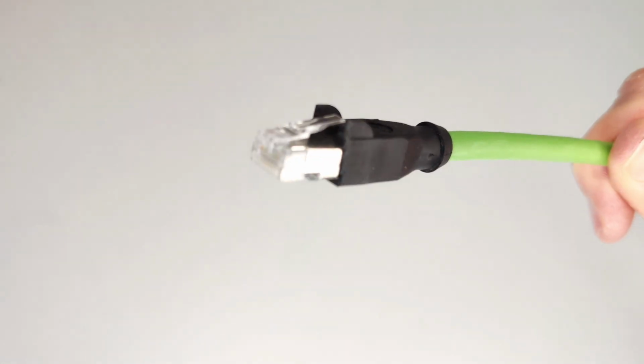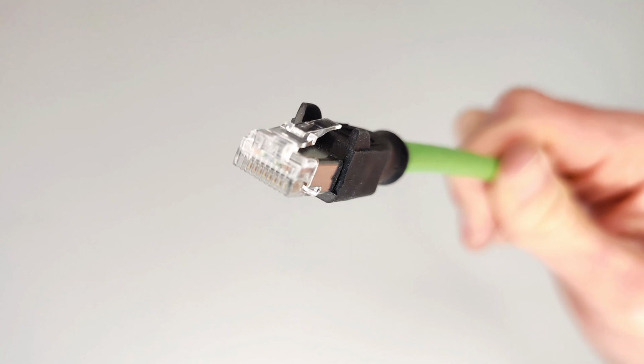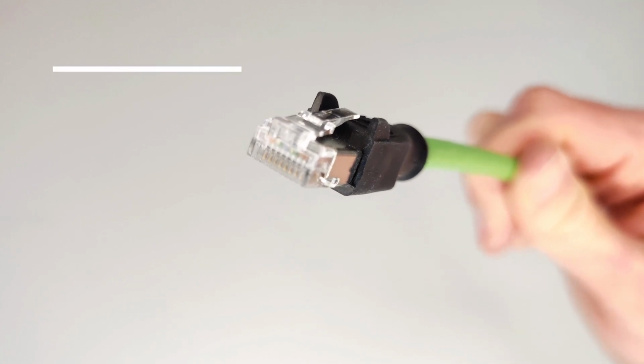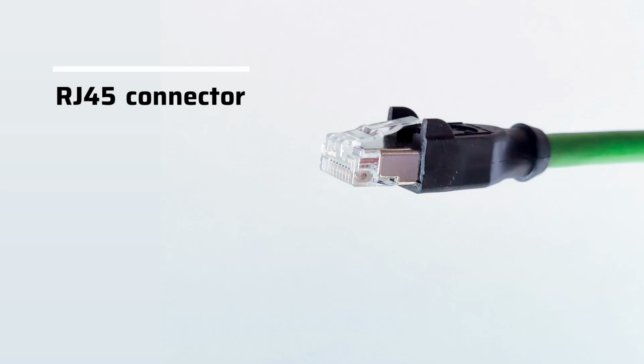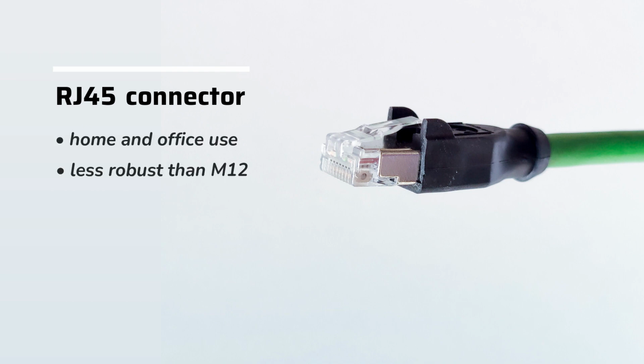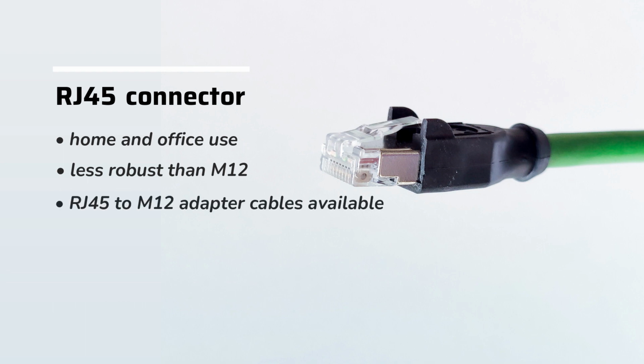There is another connector commonly used for wired Ethernet, most often referred to as RJ45 connector. It is often found in home and office and is less robust compared to M12. Adapter cables with RJ45 at one end and M12 at the other are available.